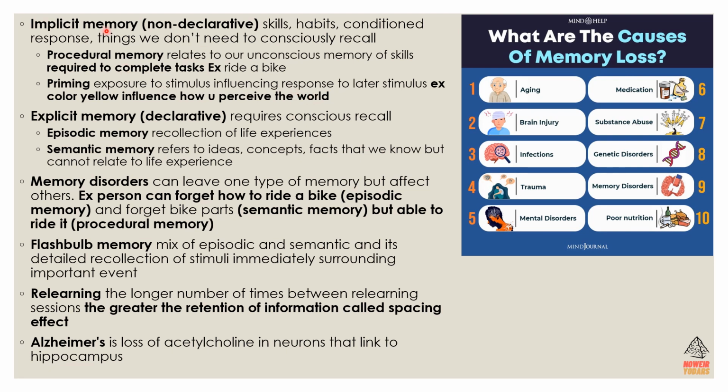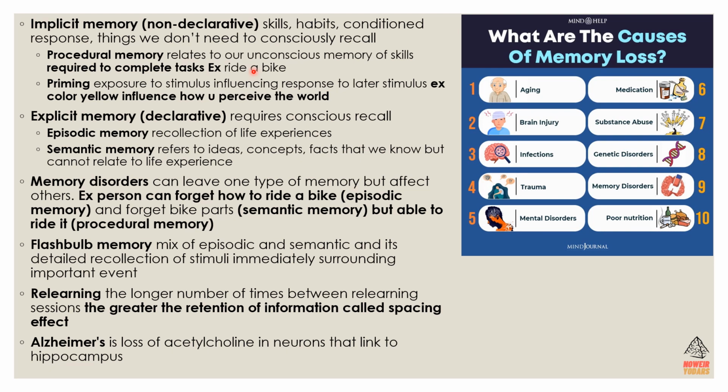Okay, and then implicit memory goes down into procedural memory, which relates to unconscious memory of skills required to complete tasks. For instance, riding a bike. Let's say you learned how to ride a bike when you were 10, and you haven't ridden a bike since then. You're like 20 now. You're not gonna forget how to ride the bike. You're gonna maybe need a little bit of practice, but you're gonna know how to ride the bike.